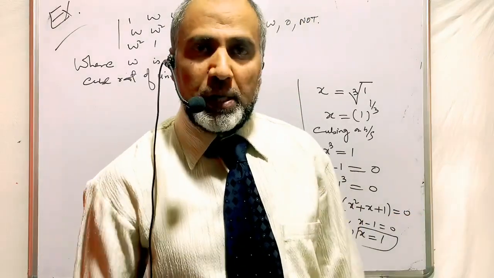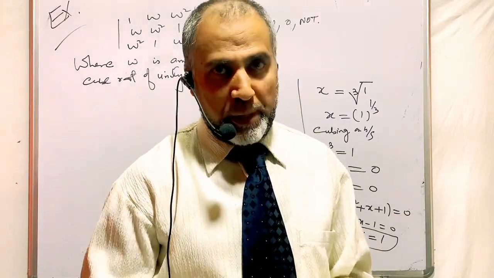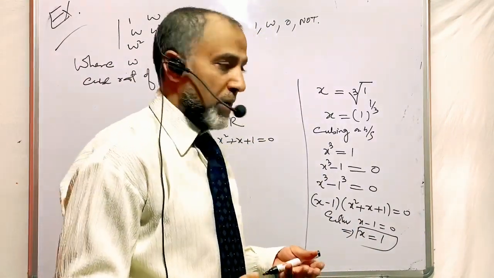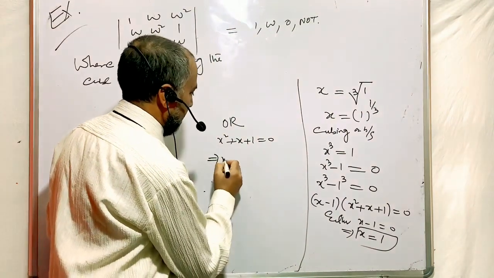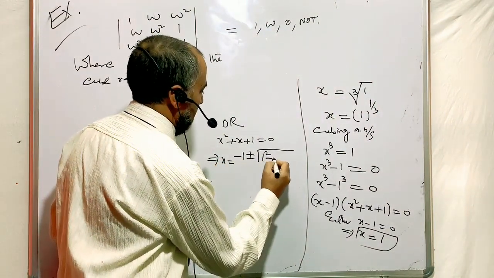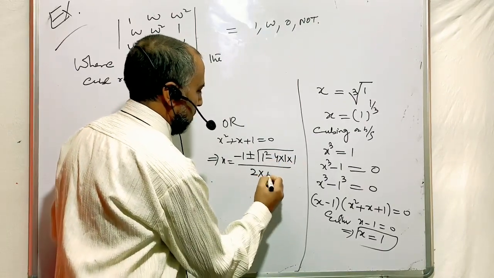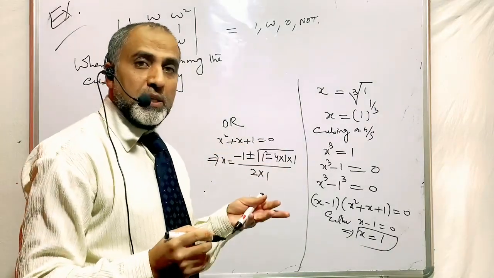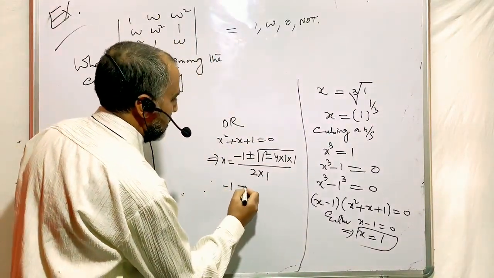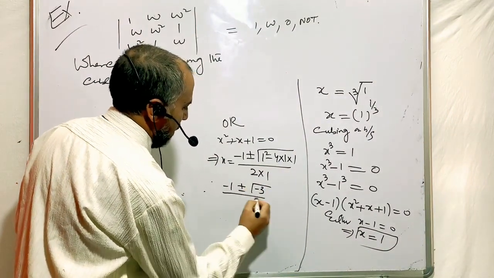You know that if ax square plus bx plus c is equal to 0, then x is equal to minus b plus minus under root of b square minus 4ac divided by twice a. Here a, b, c values are 1, 1 and 1 respectively. So minus 1 plus minus under root of 1 minus 4, that is minus 3, divided by 2.